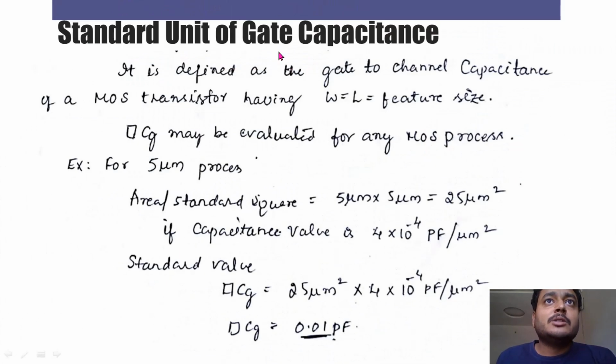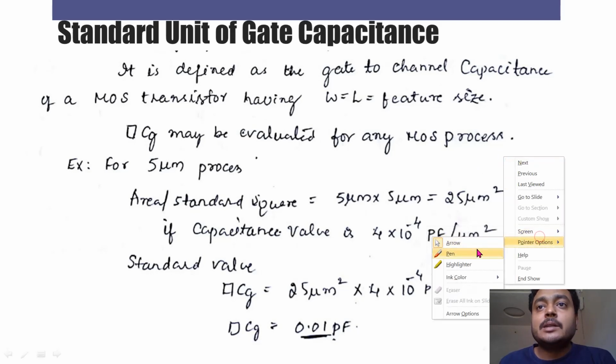Here we have a concept of the standard unit of gate capacitance. We can define this as the gate to channel capacitance of a MOS transistor having W equal to L equal to the feature size. So when you have a minimum feature size transistor, what is the actual gate to channel capacitance? That we call the standard unit of gate capacitance.